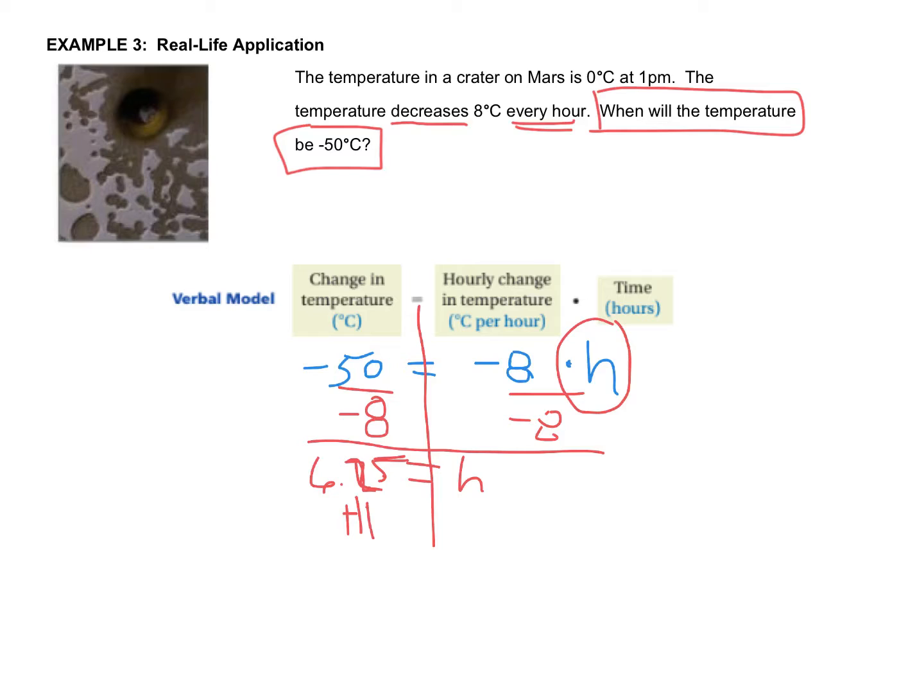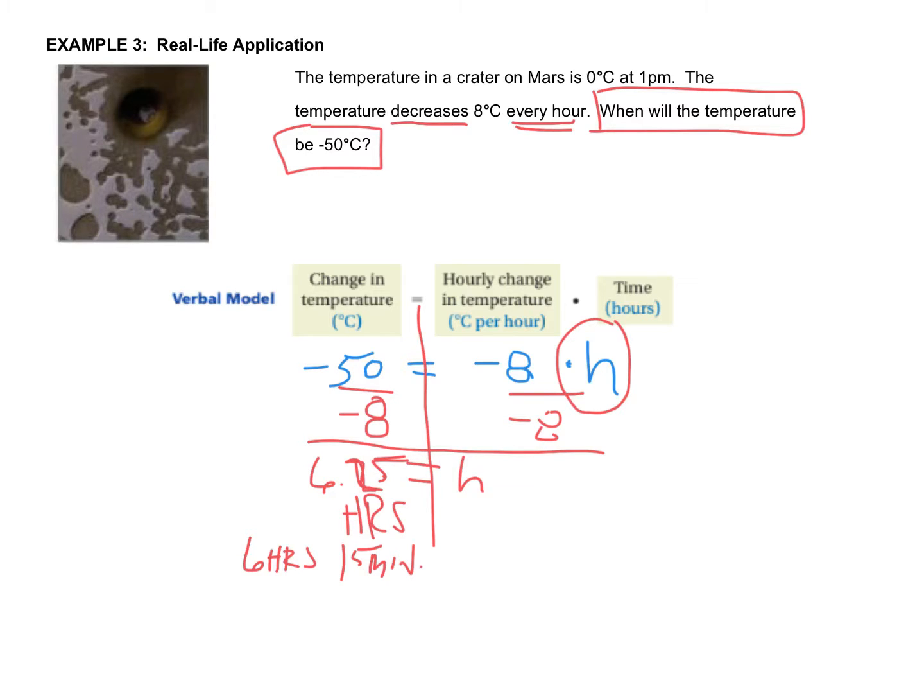So keep that in mind. So that's how many hours we're talking about. Okay? So really what that means is not 6 hours and 25 minutes. 0.25 is a quarter of an hour. There are 60 minutes in an hour. So really, this is 6 hours and 15 minutes. So that's a little bit tricky, but remember, our decimal system is based on tens, but our clock would be based on 60s. So the question is, when will the temperature be at negative 50?